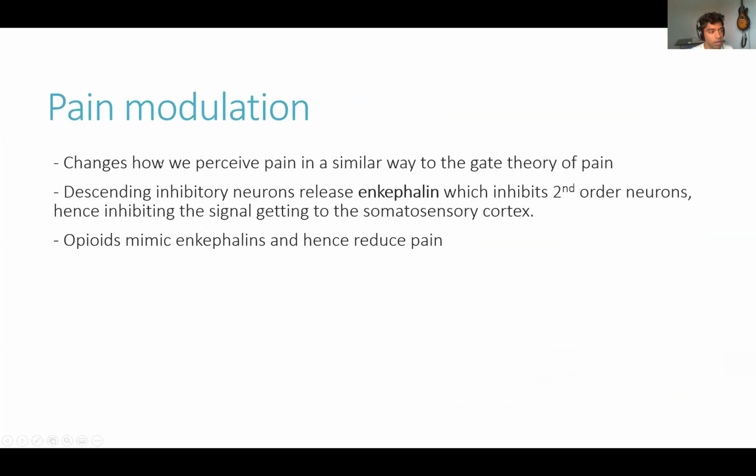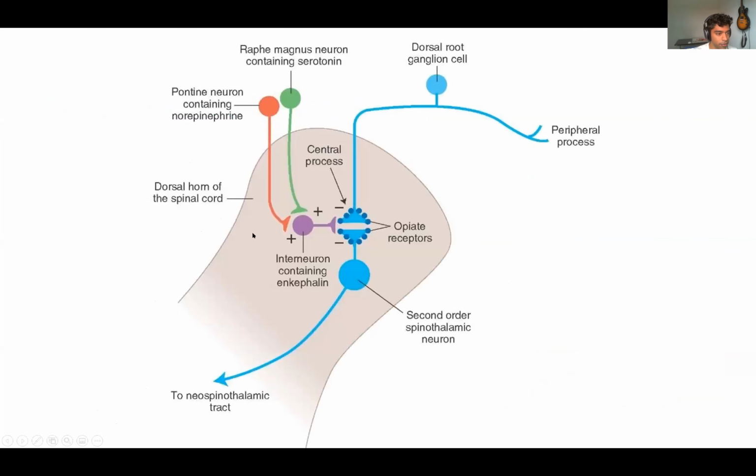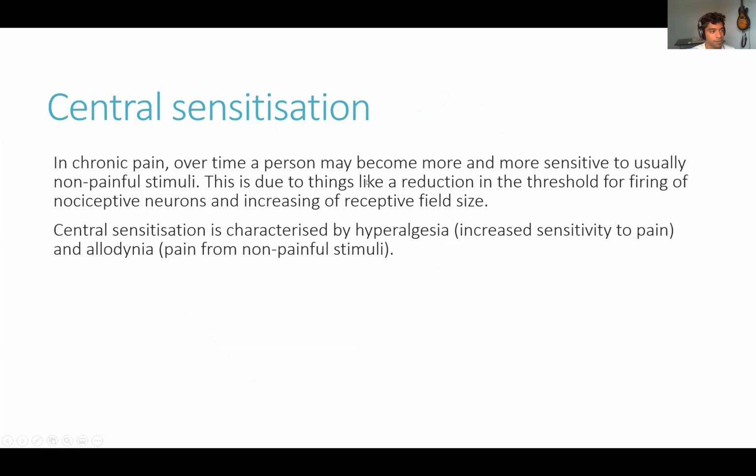So pain modulation also happens through these things called enkephalins, which is from a descending pathway. Interneurons will release enkephalins, which inhibit second order neurons. And I'll show you what that looks like on the next diagram. Opioids will mimic enkephalins, so they'll decrease the pain that you perceive. So these descending pathways activate this interneuron, which releases enkephalins, and it inhibits the second order neuron. So pain doesn't go up to the brain, or decreased pain will go up to the brain.